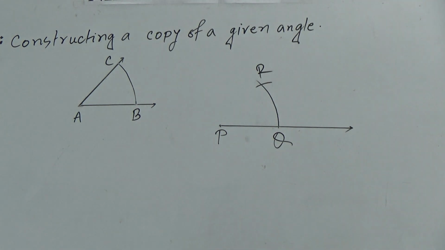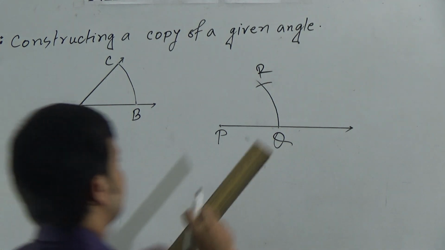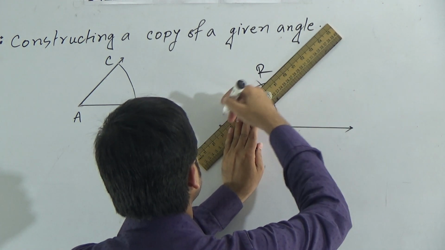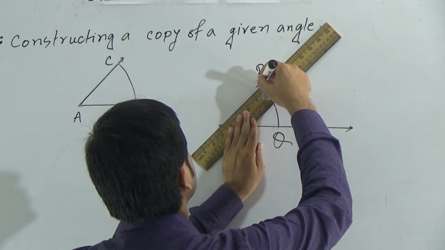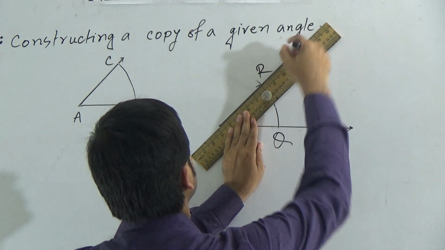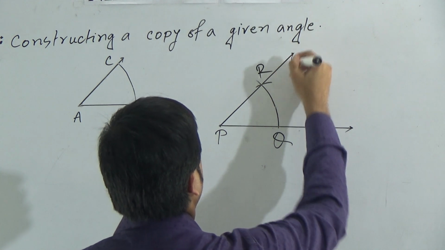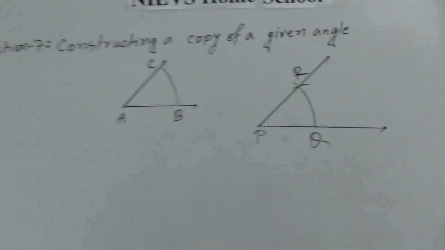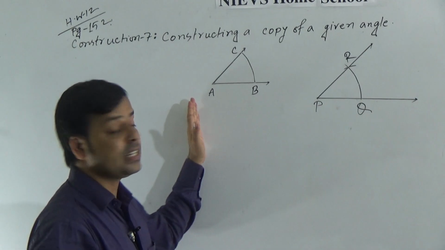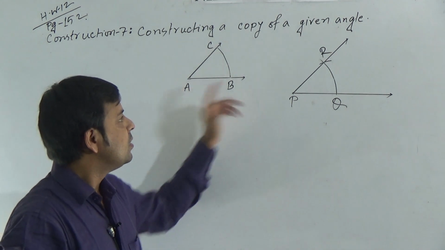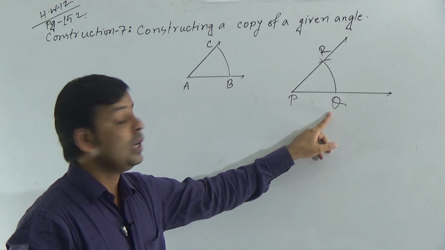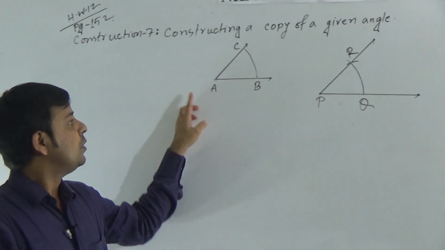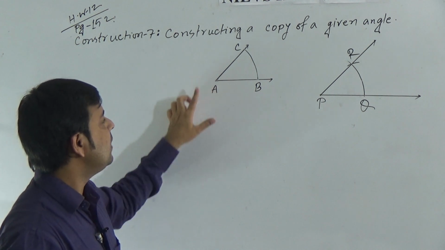Now join PR. So angle RPQ will be the required angle whose measure will be equal to the measure of angle A.